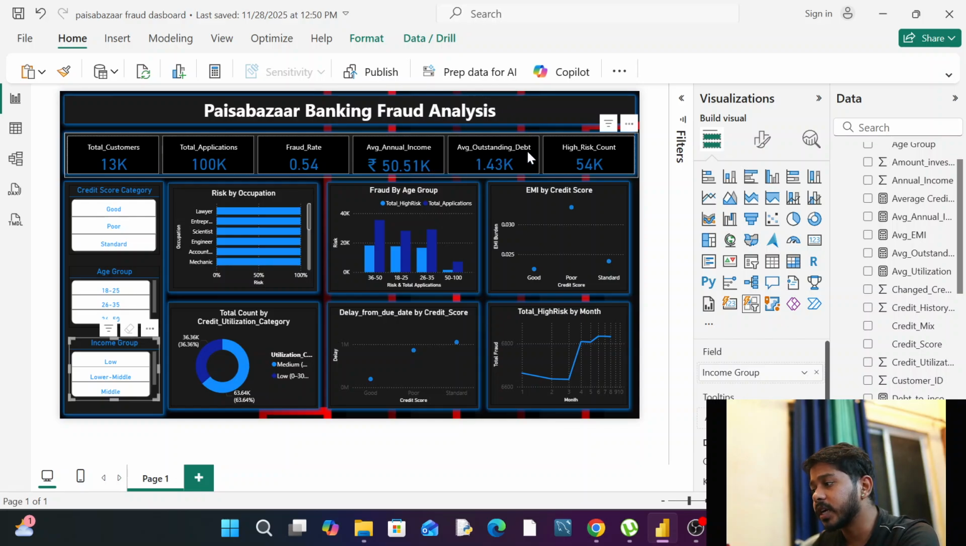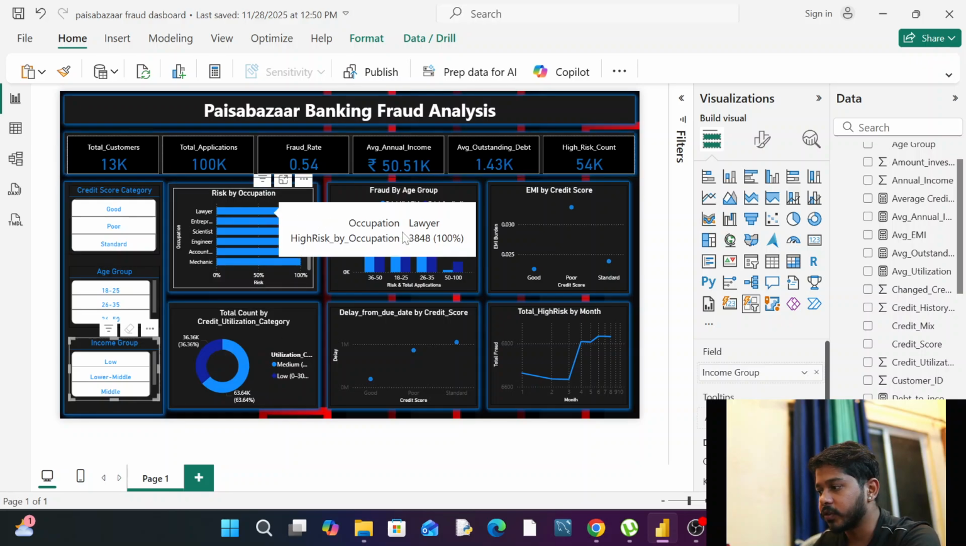The average outstanding debt was 1.43 thousand. The average annual outstanding debt was 1.43 thousand, and the high risk count was 54,000, as we have found the fraud rate also. Thus, we will multiply it by 100. We will get the risk count in thousands.